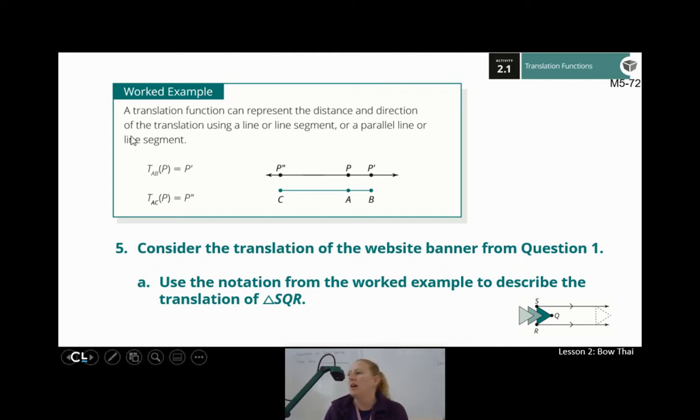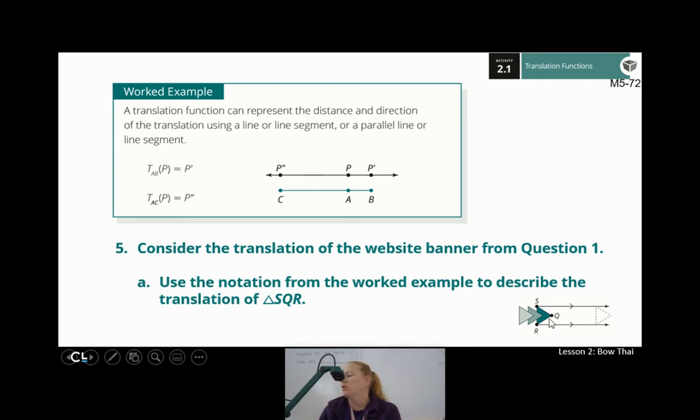We said that writing a translation is a function, a translation function. We use a capital T for translation. The little subscript tells us how far you're going and the direction you should be going. And then, of course, we put in what it is we're translating. This is our input, and this is what we get out of it, our output.